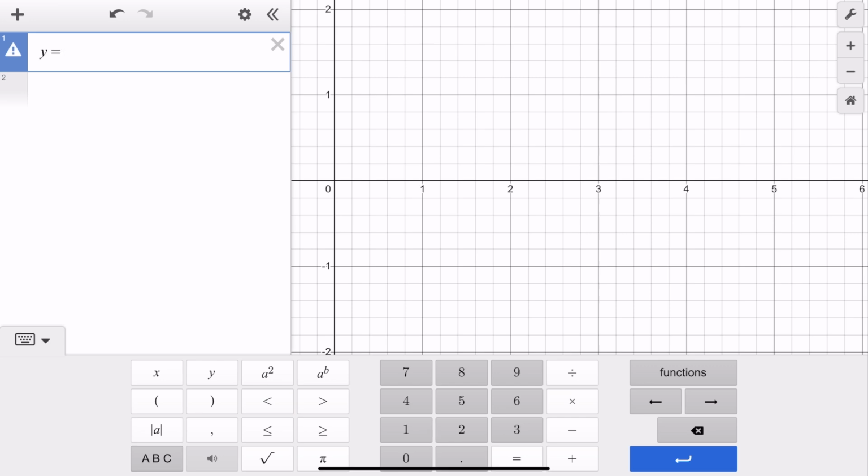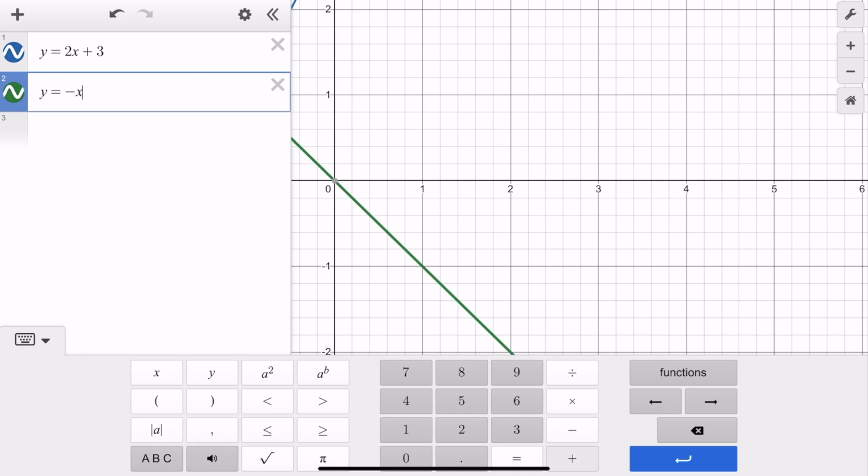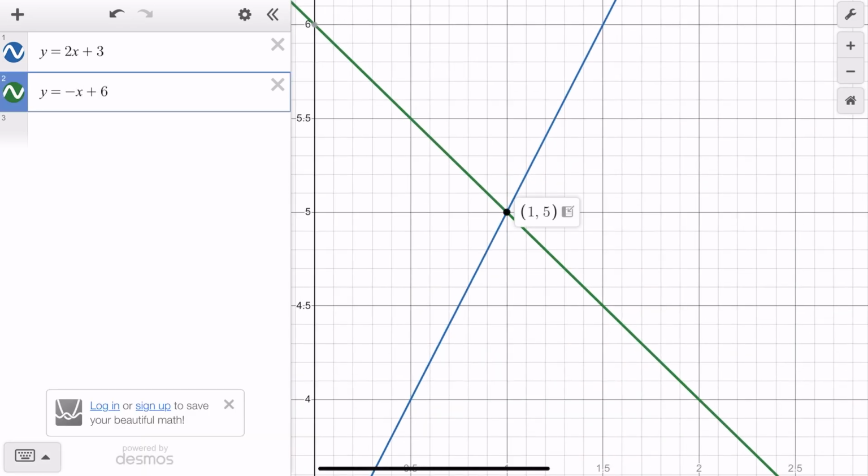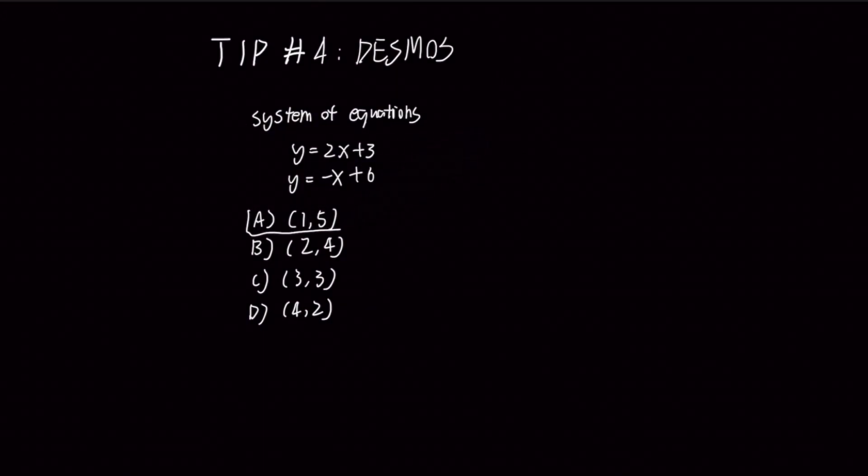So let's go to Desmos again. We're going to plug in y equals 2x plus 3 and then y equals negative x plus 6. And here you can see it intersects at (1, 5), so that's going to be our answer. So therefore our answer is going to be A.